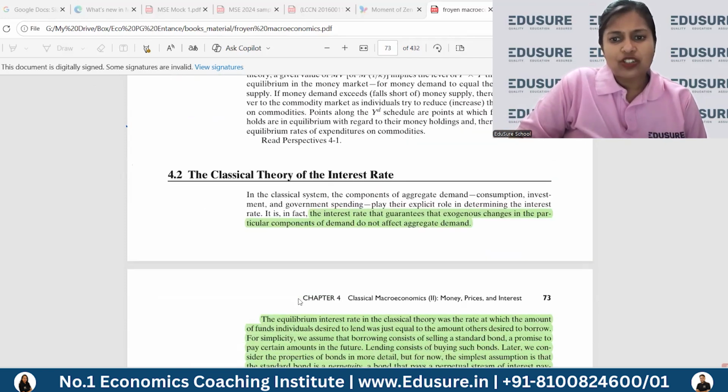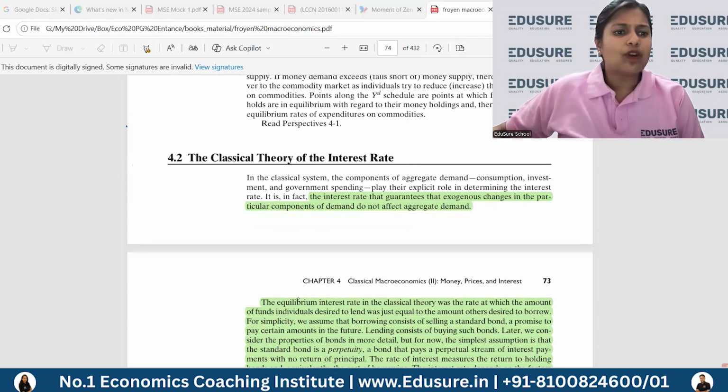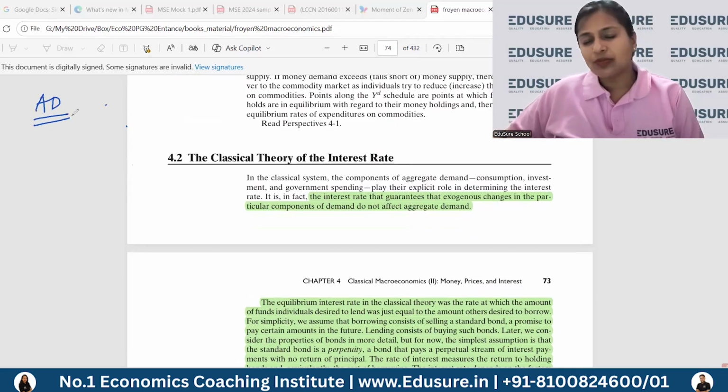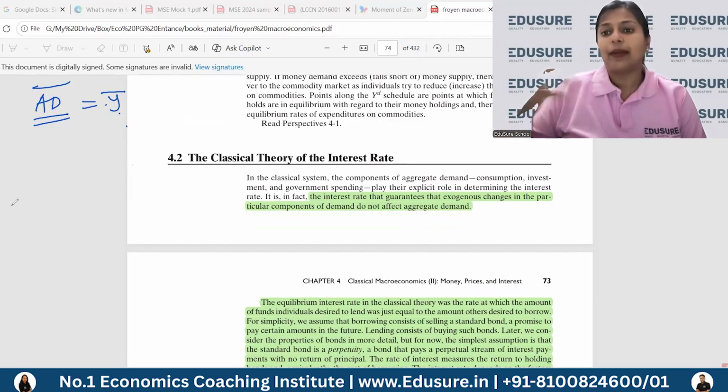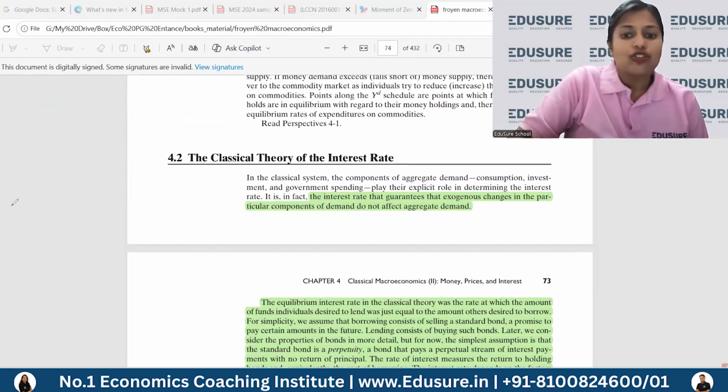Okay, so now the question is what about the other components of aggregate demand? What about consumption, investment, government spending? Aggregate demand, like we said in Say's law, is always equal to full employment output. So there's a particular full employment output, aggregate demand is equal to that, and it is fixed. So how are we showing that aggregate demand is fixed? What happens if G bar increases? What happens if I bar increases? That is the question.